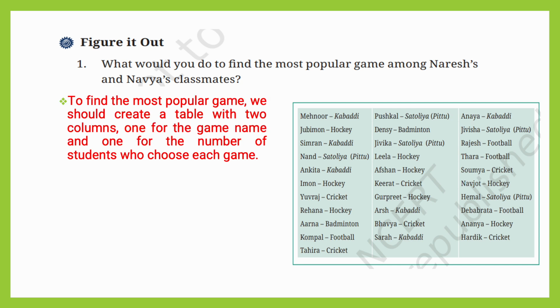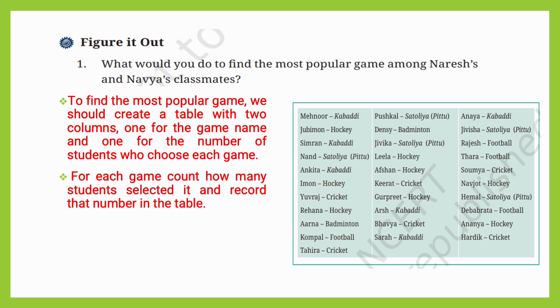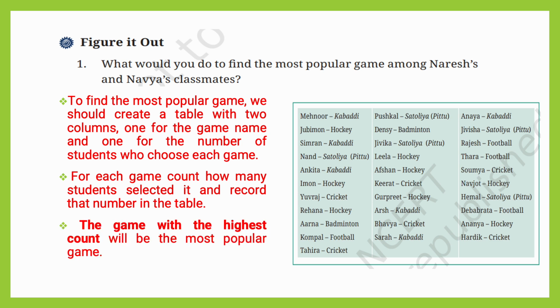We have been given a list containing students and their favorite games. To find the most popular game, we should create a table with two columns, one for the game name and one for the number of students who chose each game. For each game, count how many students selected it and record that number in the table.